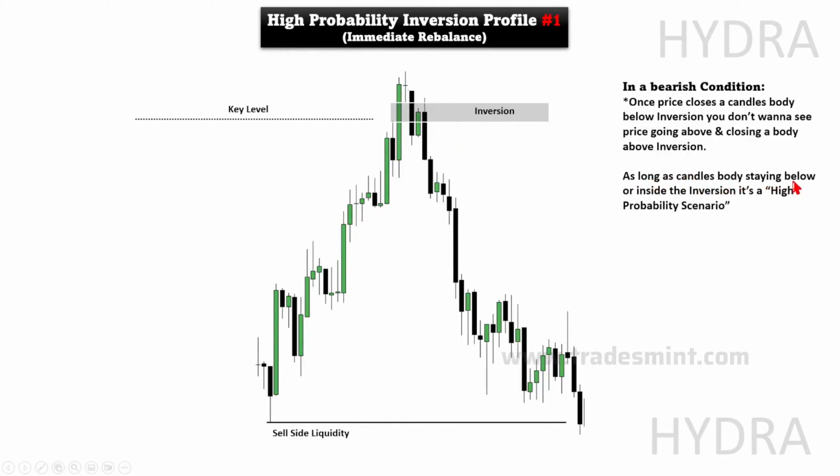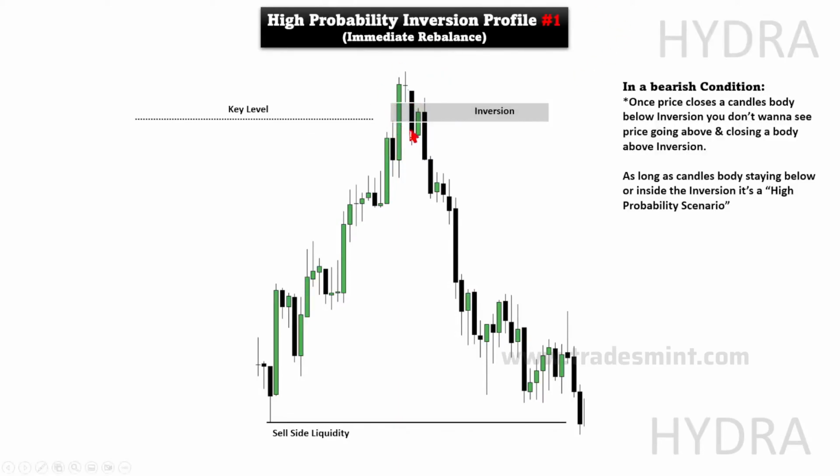As long as the candle's body is staying below or inside the inversion, it is a high probability scenario. I already talked about this, so this is something you don't want to see price going above. The wicks, okay folks, it doesn't matter as long as price is closing its candle's body inside the inversion. The wicks are allowed to go above, but not above the swing high. If price is doing a stop hunt here again, then you are probably wrong. And if price does a stop hunt again, it's generating another entry model. Okay, so don't lose hope.